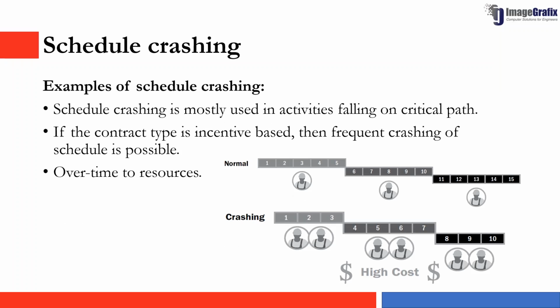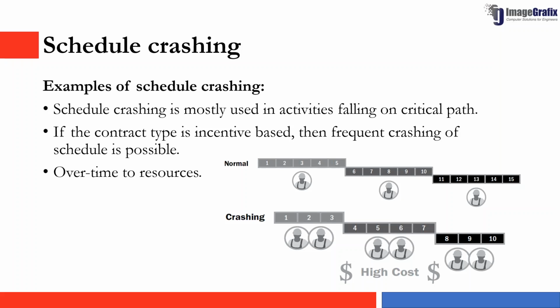And we can have an example of schedule crashing. So let's say activity A and activity B following an FS network, and activity A has a slip from its planned state, planned duration. So we are adding additional resources to compensate activity A to bring it back to its planned state. So this is an example of crashing. And crashing can be used in activities that are falling in the critical path.